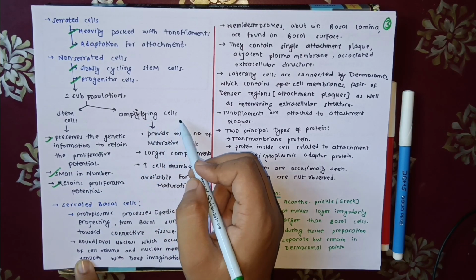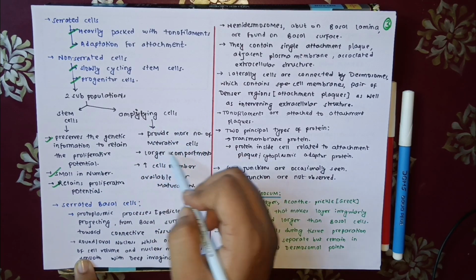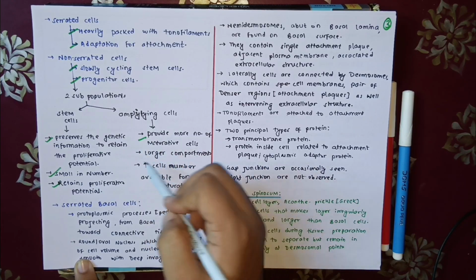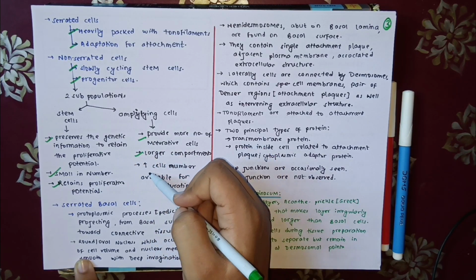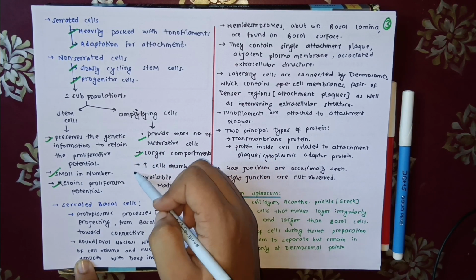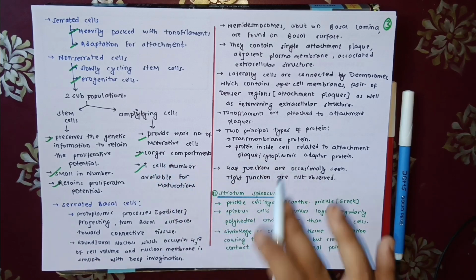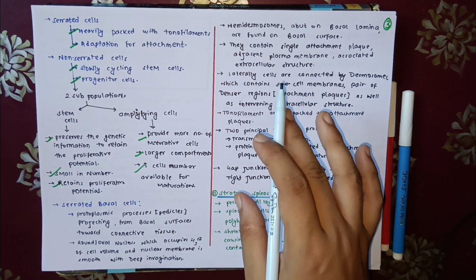After that, the amplifying cell provides more maturative cells, a larger compartment, larger in number, increasing the cell number available for maturation. So you should remember that.